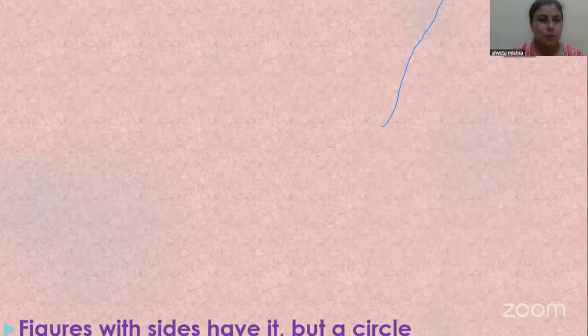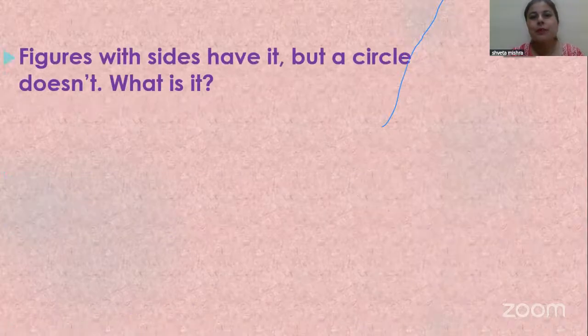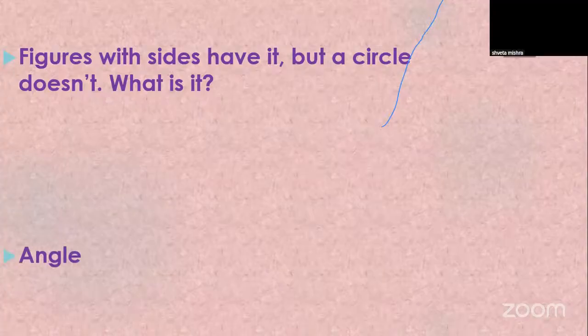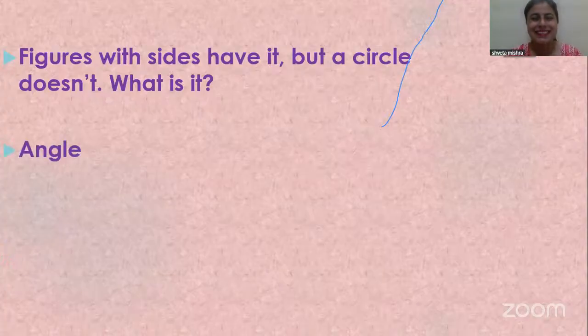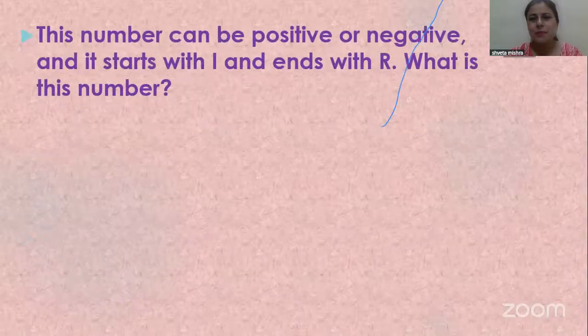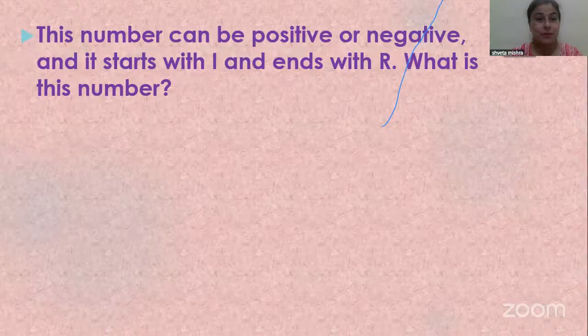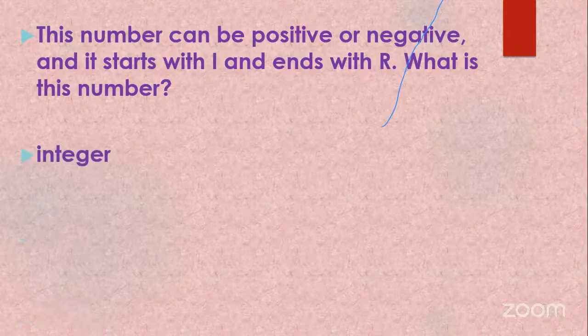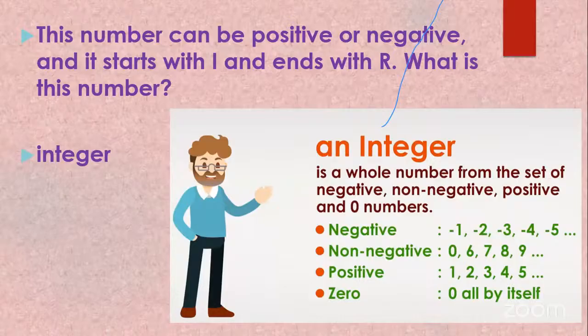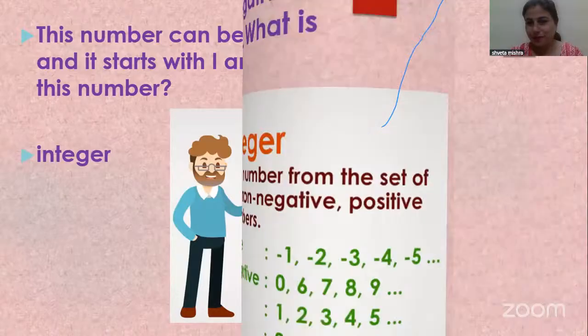Let us see one more. Figures with sides have it, but a circle doesn't. What is it? Corners. Very interesting. Corners and angles. Yes. So this way we can teach the concept of angle with some interesting questions. Another one: this number can be positive or negative, and it starts with I and ends with R. What is it? Integer. Very nice. Because an integer can be negative, non-negative, positive, 0, all by itself.